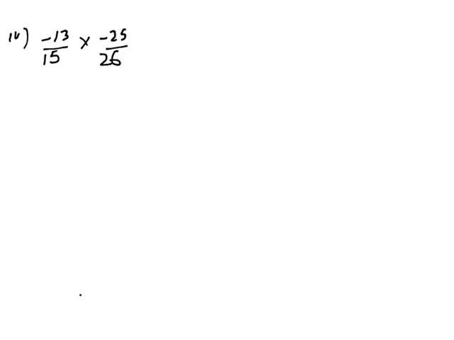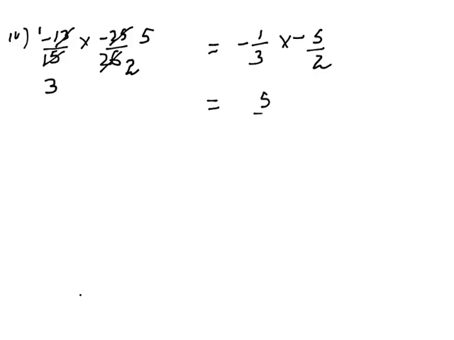Next example, we are multiplying negative 13 by 15 with negative 25 by 26. Here both the numbers are negative, so our final answer will be positive. The next step is first of all we will see whether we can change something to lowest terms. Yes, over here 13 times 1 is 13 and 13 times 2 is 26. Here also 5 times 5 is 25 and 5 times 3 is 15. So here we get negative 1 by 3, we are multiplying it with negative 5 by 2. As I already told, our answer will be positive, so we get 5 by 6 as our final answer.